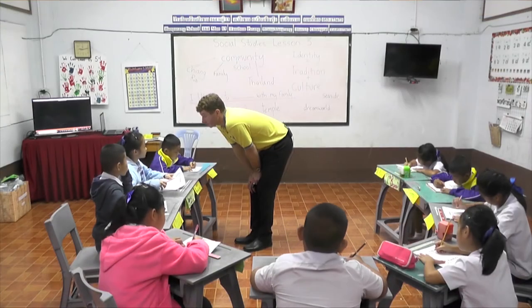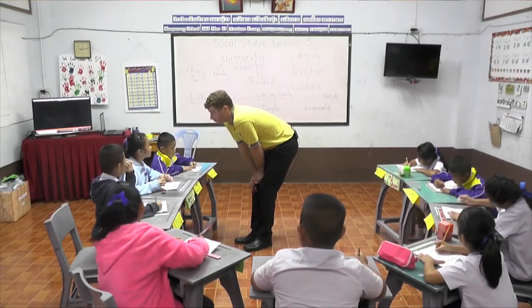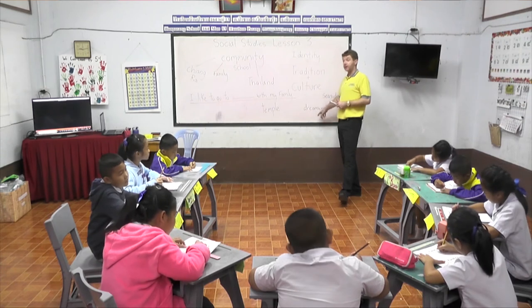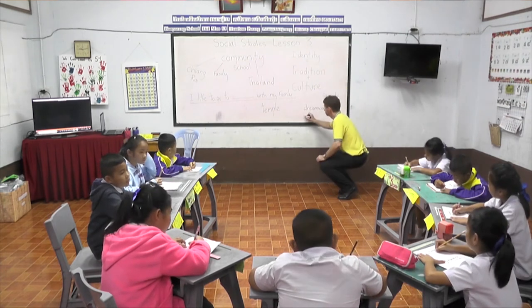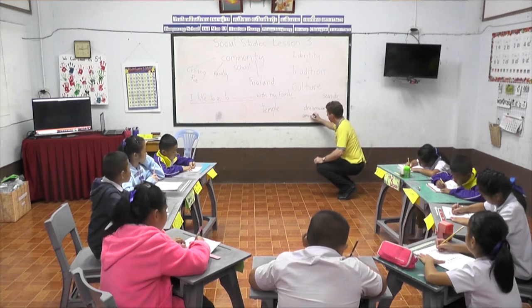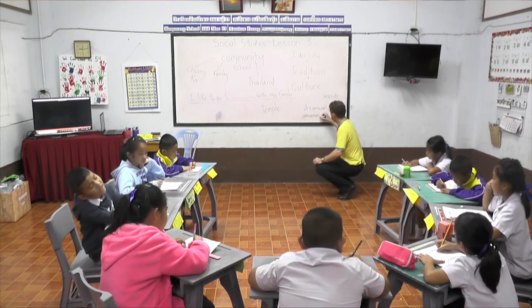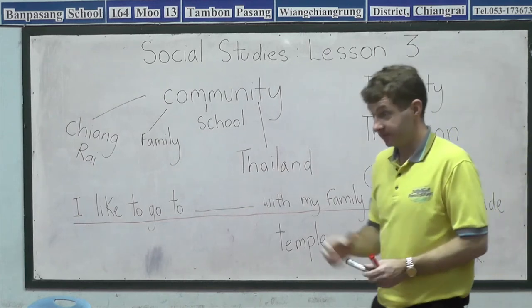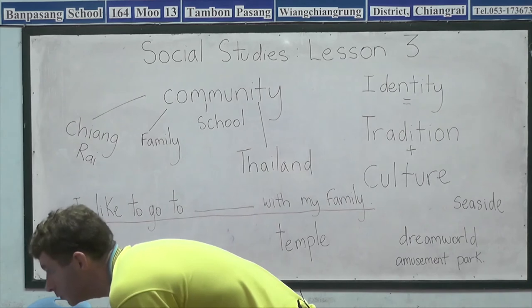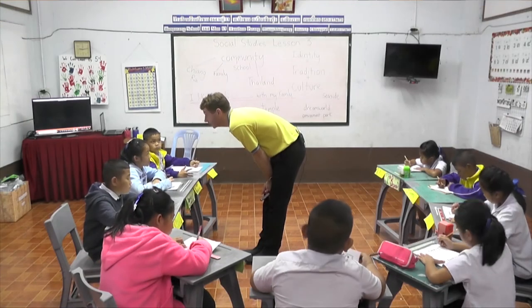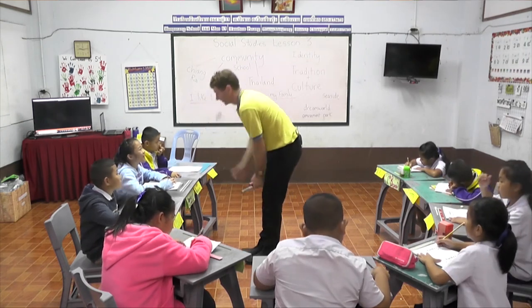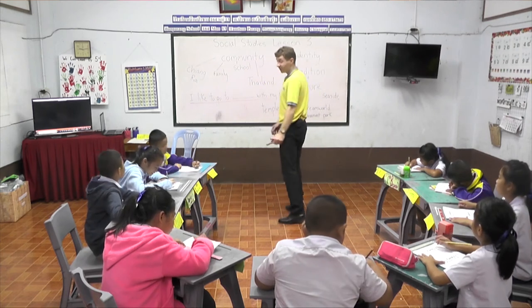Amusement park. You like to go amusement park? Amusement park. I will write for you. Because Dream World is amusement park too. Amusement park. Can you say amusement park? Park. Park. Very good. Two, where do you like to go?